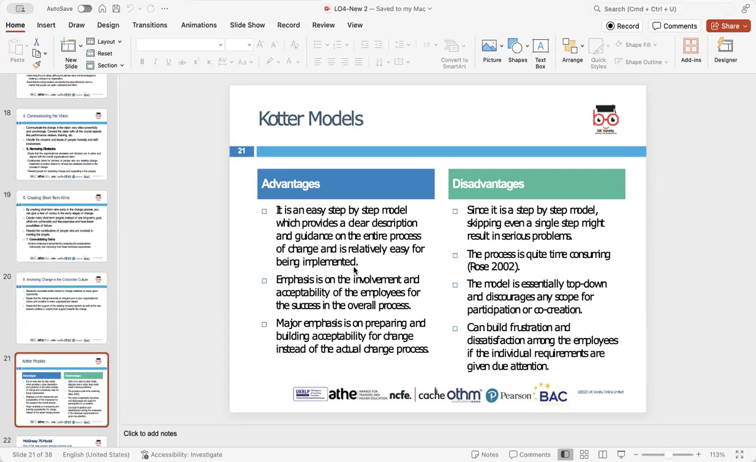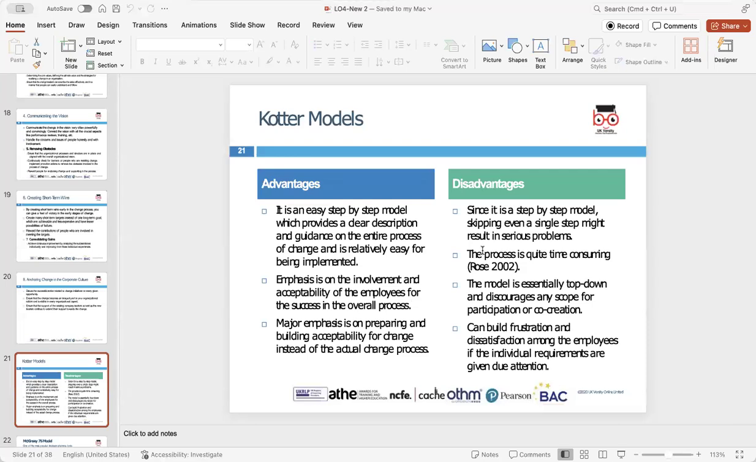So you can see here some advantages and disadvantages of Kotter's model. It is an easy step-by-step model which provides clear descriptions and guidance, and is relatively easy to implement. It emphasizes the involvement and acceptability of the employees for the success of the overall process, and places major emphasis on preparing and building acceptability for change instead of the actual change process.